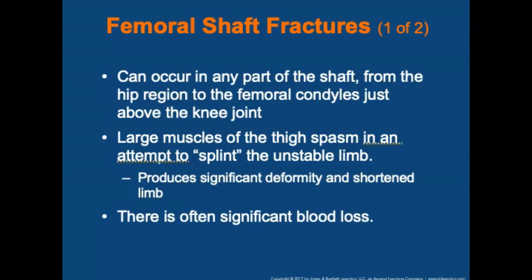And then we talked about the femur shaft fractures, and those are the ones that we're going to use the traction splint on, right? Following a fracture, large muscles of the thigh will spasm in an attempt to splint this unstable limb. It's going to cause a lot of pain, and usually the limb will also shorten significantly. Fractures may also be open, but never attempt to push that bone back into the skin. There's often a significant amount of blood loss, so it is not unusual for hypovolemic shock to develop.